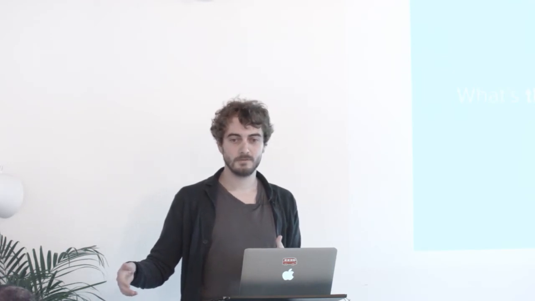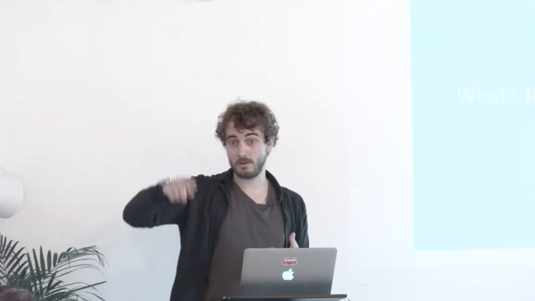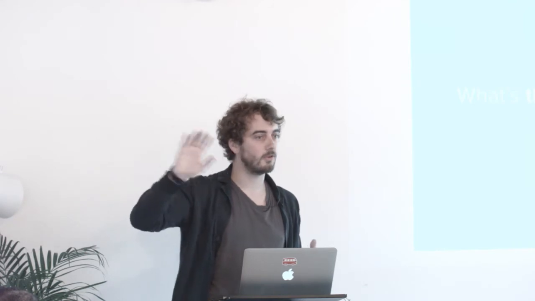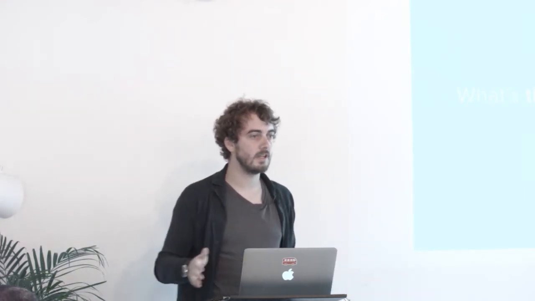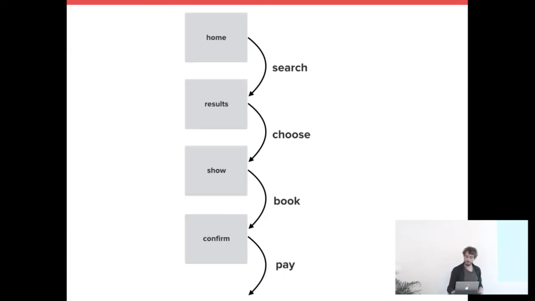Then you get on the detail page of this flat. You've got the information on the right with the total price and so on. Confirm that you want to actually book this flat, and then pay. So that's the user journey of the booking on Airbnb. You're on the home, you search, you get the results, you choose. You've got the show page of the flat. You pick it, you book it, and then you pay. You get on the confirmation page and you pay.